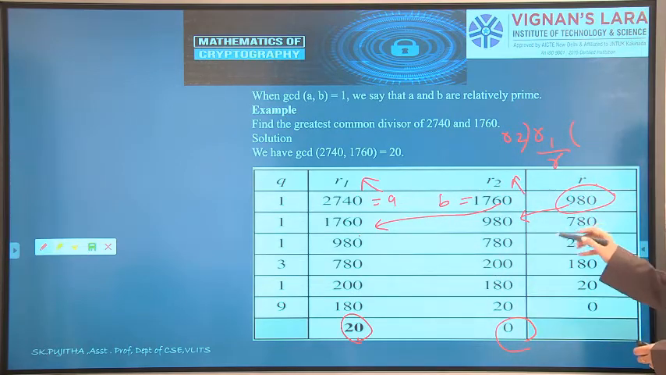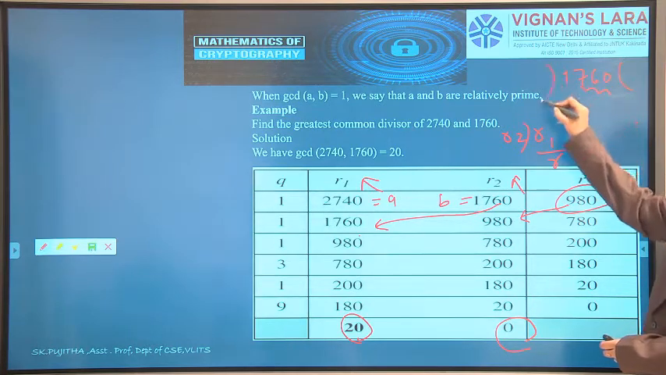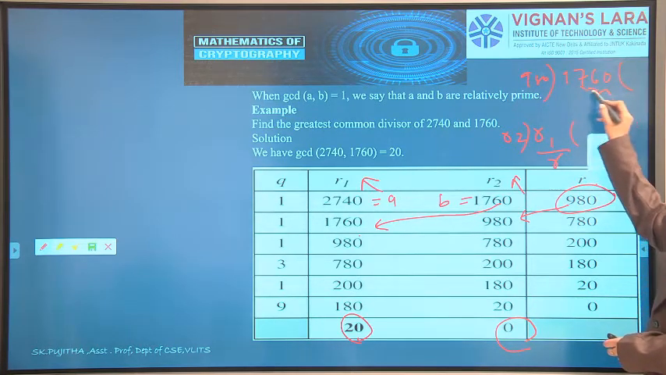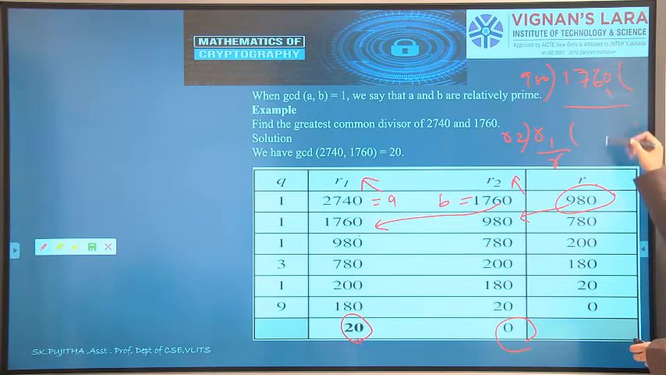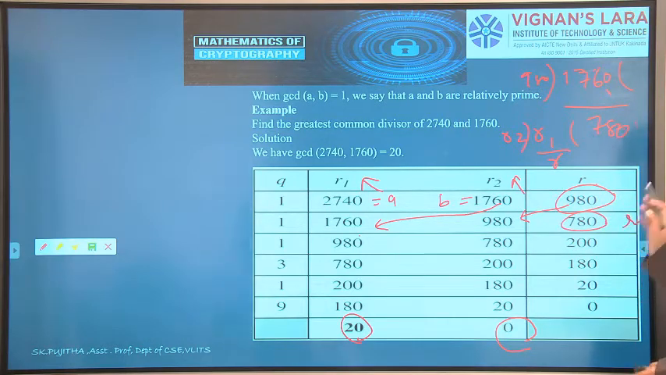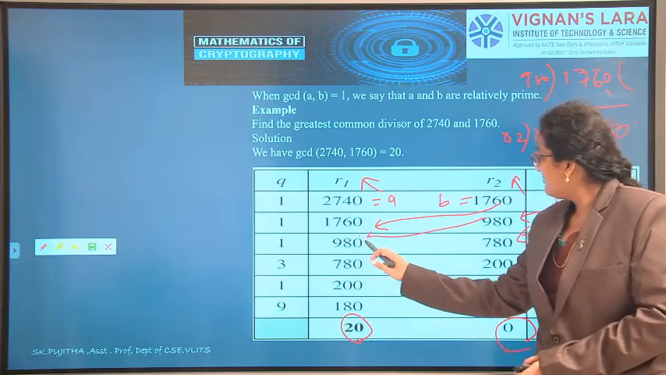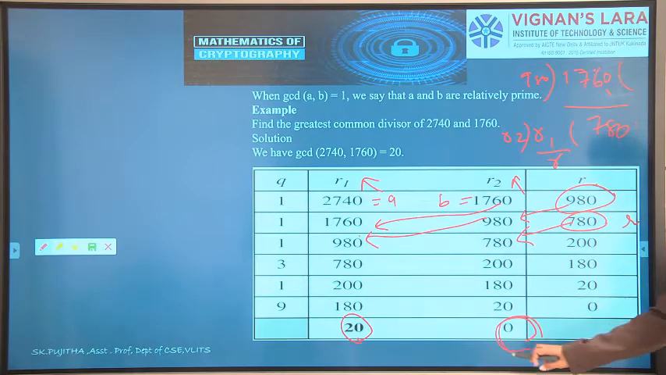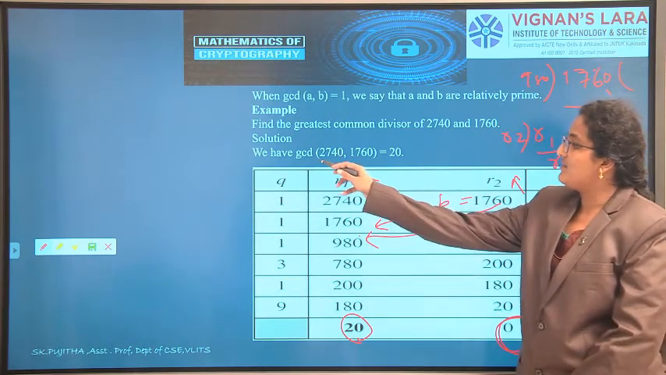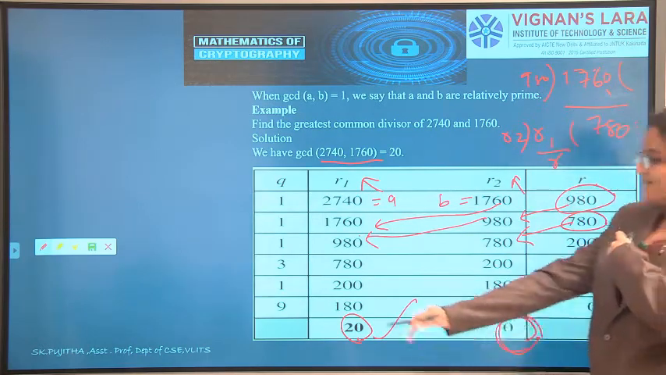So again repeated. What we have done again? We have divided 1760 with 980. So what is the remainder? By dividing 1760 with 980, the remainder is 780. This 780 becomes R. Again repeating the process, R value to R2, this R2 value to R1. You should continue like this until R2 equals 0, and GCD of 2740 and 1760 is 20. See, you can clearly observe it.